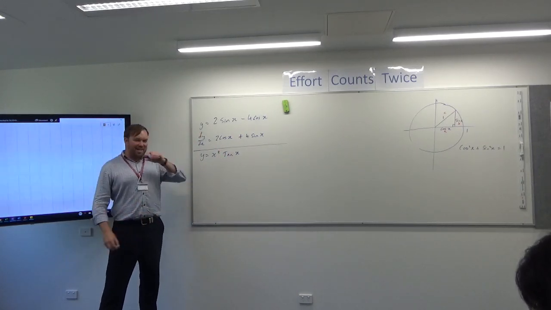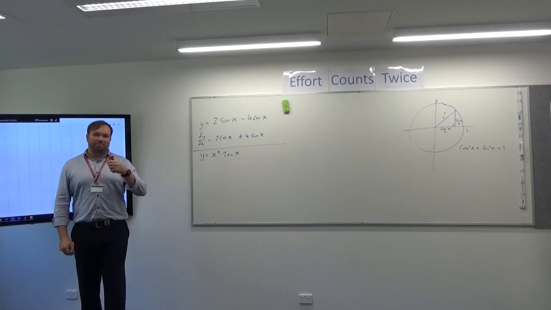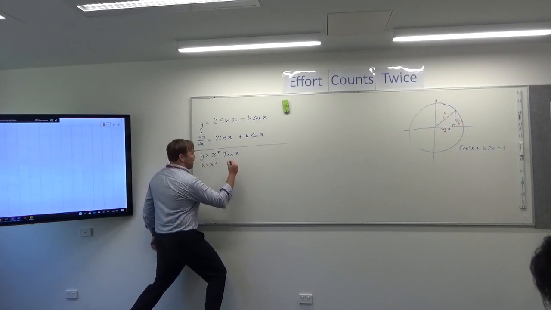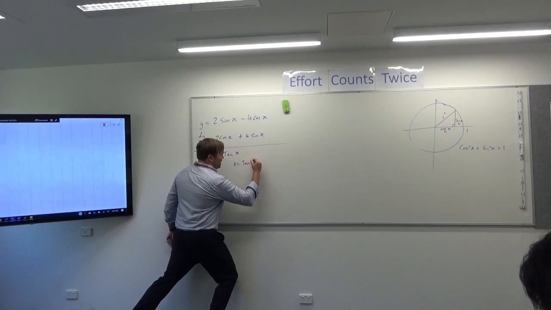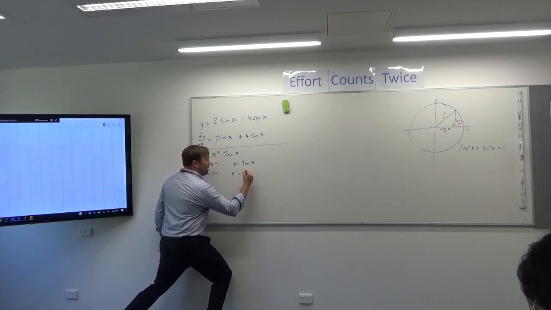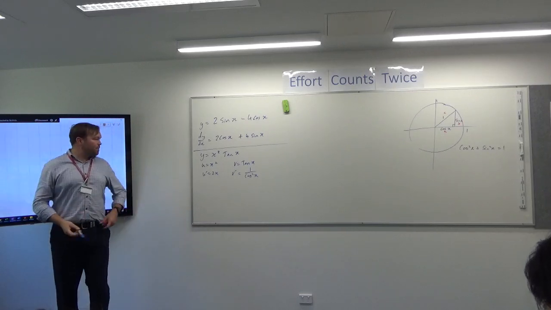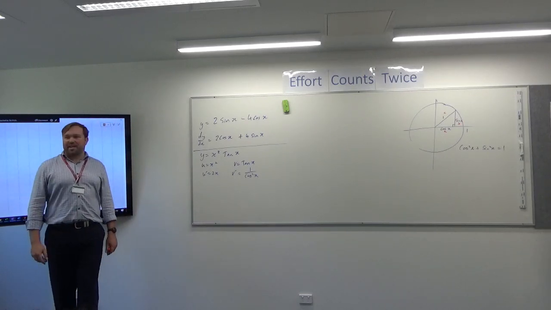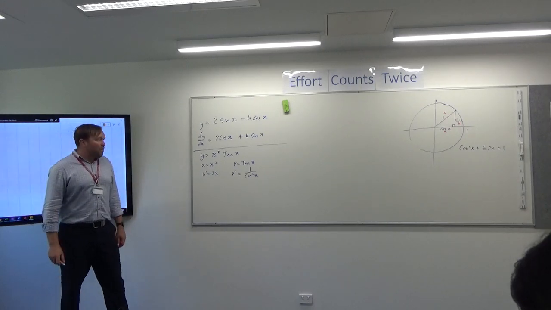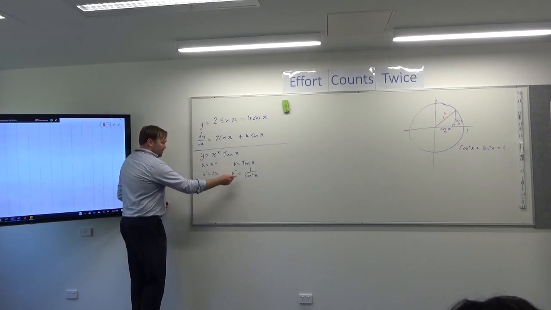Alright, x squared tan x. Any idea which set of rules we're going to use? Product. So I'd be thinking our u is x squared and our v is tan x. Our u dash therefore is 2x and our v dash is 1 on cos squared x, or sec squared x, but I would write 1 on cos squared x. Alright, then we're going for product rule. So product rule is u dash v plus v dash u.